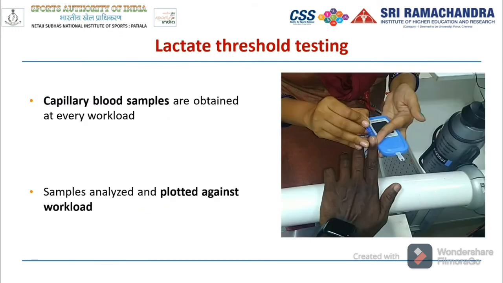This lactate threshold can be tested using an equipment called a lactate meter. As the athlete is doing the incremental test, we can prick them and get their capillary blood, and this blood can be used to assess their lactate values. The lactate values we get out of this testing can be plotted against the workload, and we can find out the workload at which the lactate is accumulating to a higher extent.